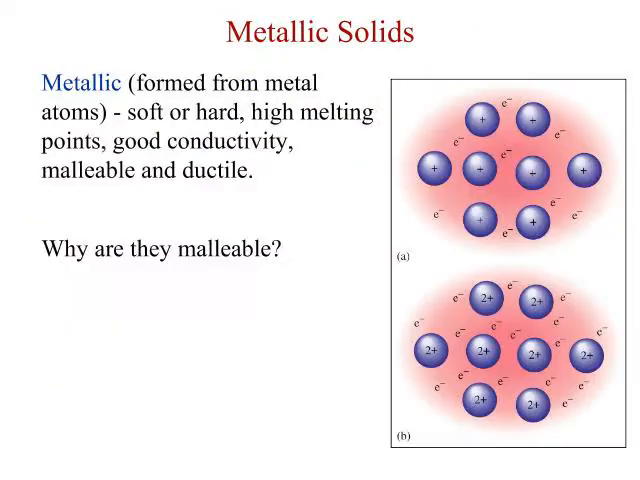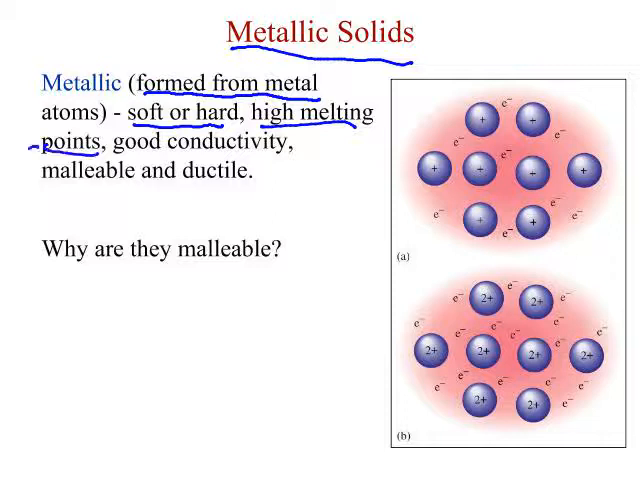The last classification that we're going to introduce here today are metallic solids. Metallic solids are formed from metal atoms, as the name would suggest. So if we look at a metal crystal, the individual particles in that crystal are metal atoms. And these can be either soft or hard, depending on what type of metal it is. They tend to have high melting points because there's very strong attraction, and they tend to be good electrical conductors.